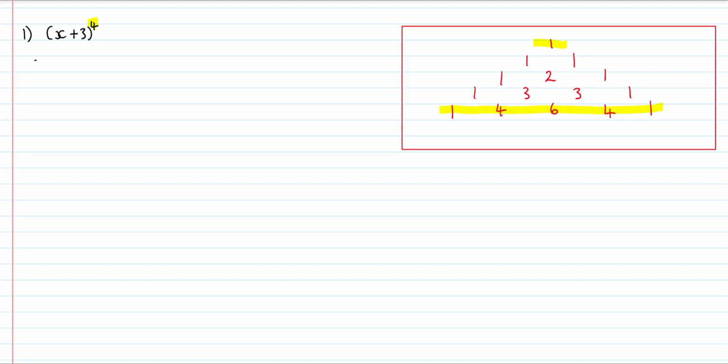Expanding this out then, for the first term, our coefficient is 1, so we're going to get 1 times x to the power of 4, because we're thinking of choosing none of the 3s, so we have to choose all of the x's, and our coefficient for that is 1. The next term, our coefficient is 4, so we're going to have 4 times x cubed times 3. We're just choosing one of the 3s, so we could also think of that as 3 to the power of 1.